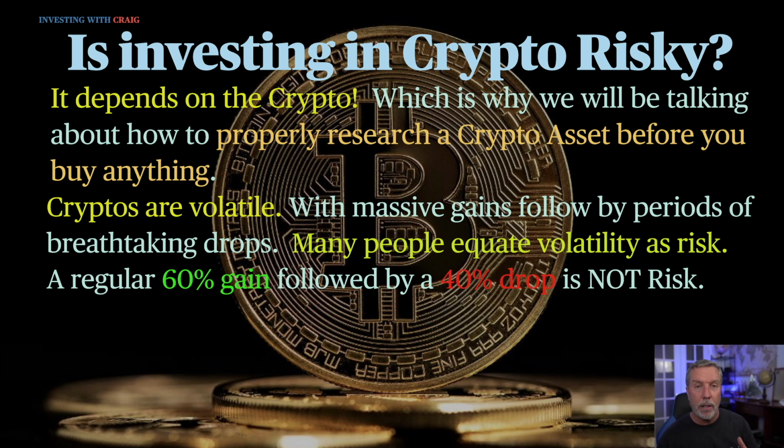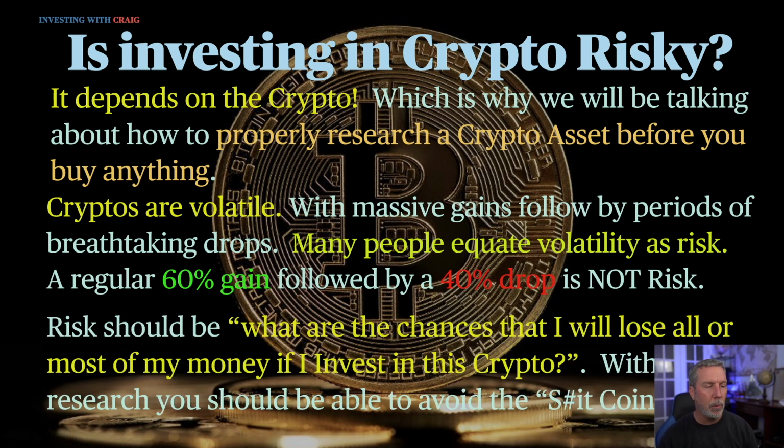That's volatile. But as I'm using this example, if on a regular basis a coin goes up 60% and then on the pullback falls 40%, and it keeps doing that, over the long run you're going up, right? So if you think of it as a long-term investment, it's not risky. It's volatile. There's a difference.